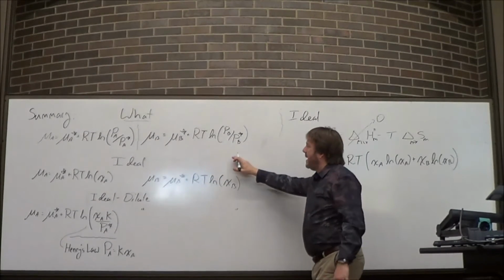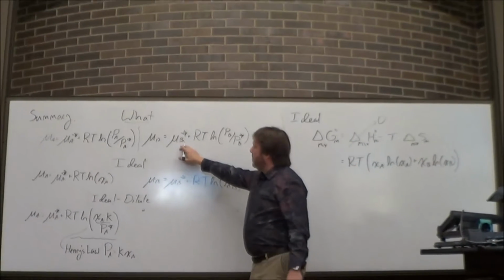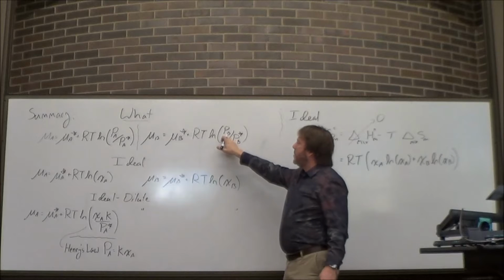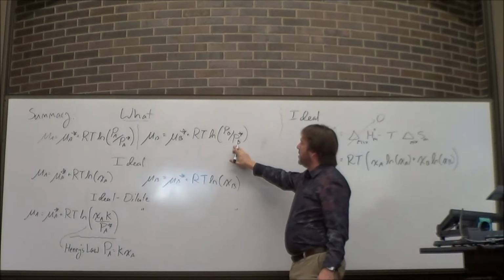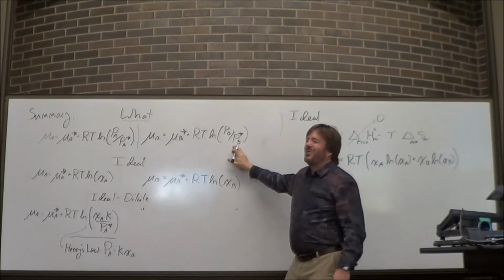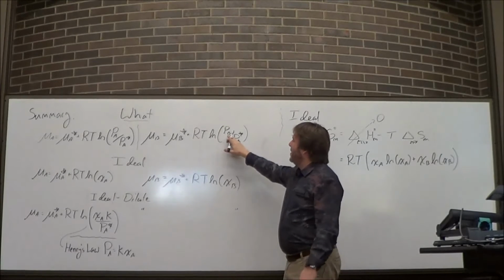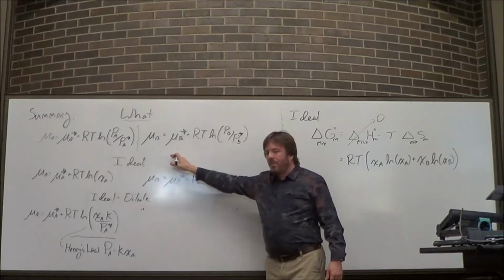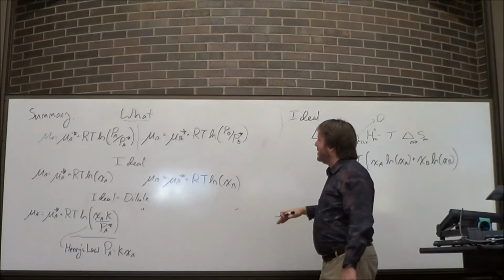It is true that the chemical potential of a pure substance, if its vapor pressure is the pure partial pressure of that same thing, then this ratio is 1, and ln 1 is 0, and therefore the pure chemical potential is the pure chemical potential. All right, that's brainless.